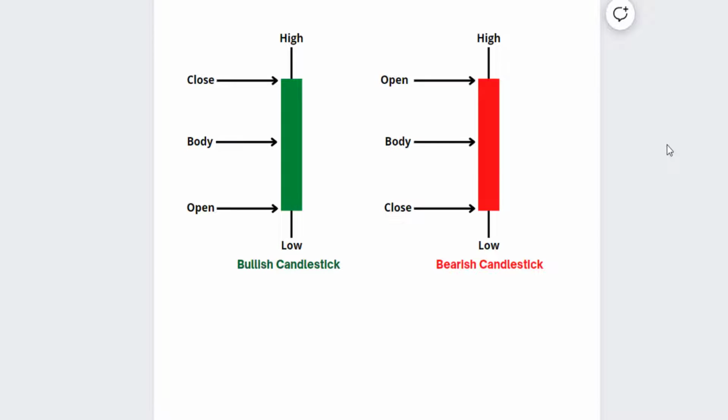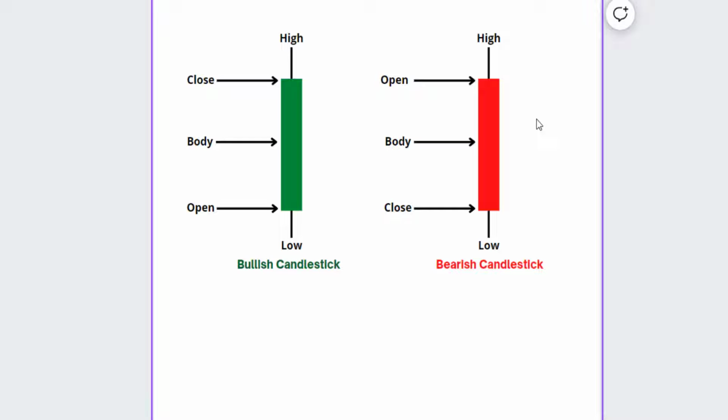When you come to candlesticks, you have right here the bullish candlestick and the bearish candlestick. The color does not matter, because everyone decides to use the color that suits them. Some people use the white color for the bullish movement, and some people use black color for the bearish movement.